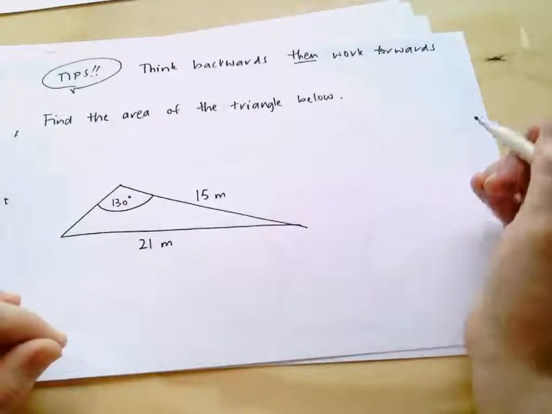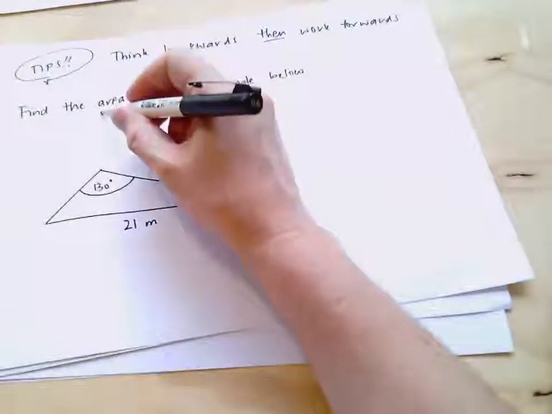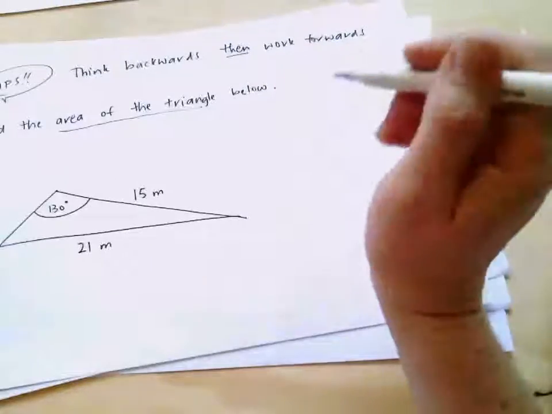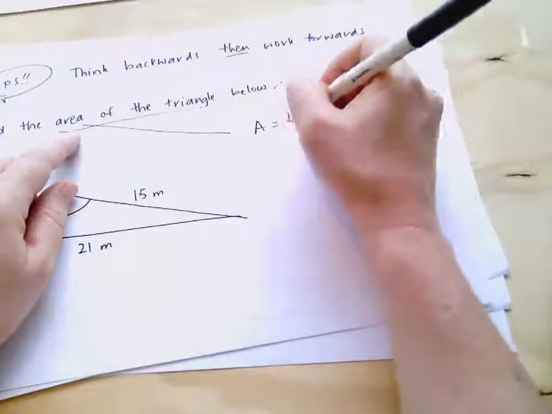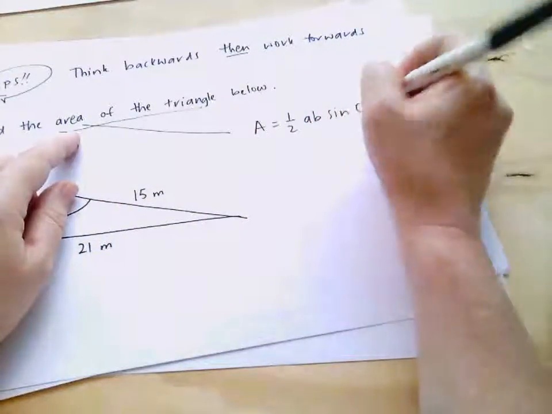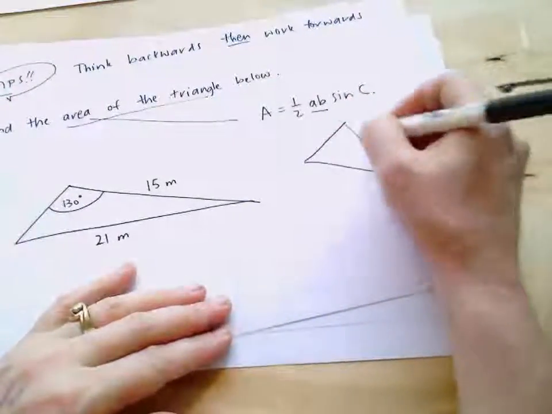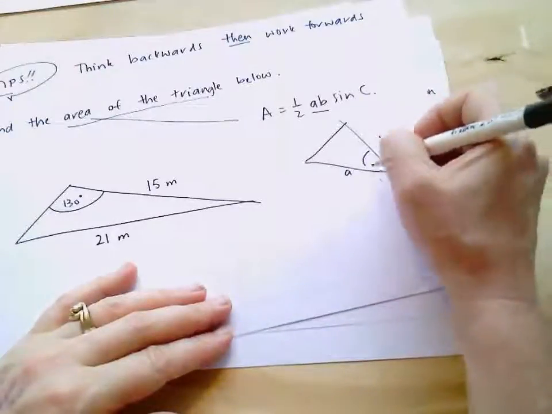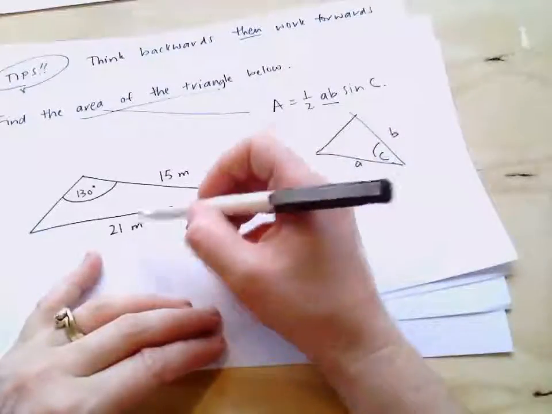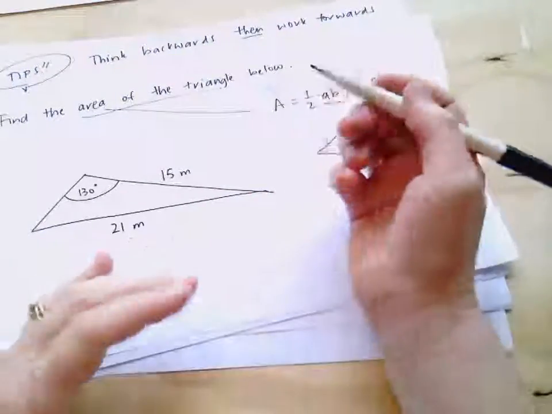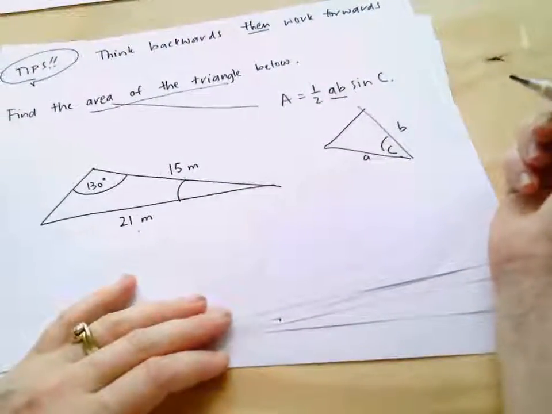Next little tip, think backwards, then work forwards. So saying this question here, it says find the area of the triangle. I'm going to say to myself, I need to use the area formula, half AB sine C. Now if I want to use the area formula, I need two sides, and remember I need the angle between those sides. So I look at my triangle and I say, rats, I don't have that. I have these two sides, but I really like another angle.